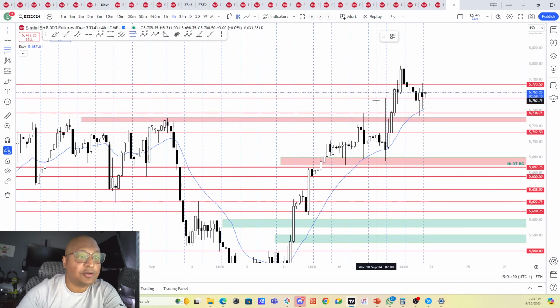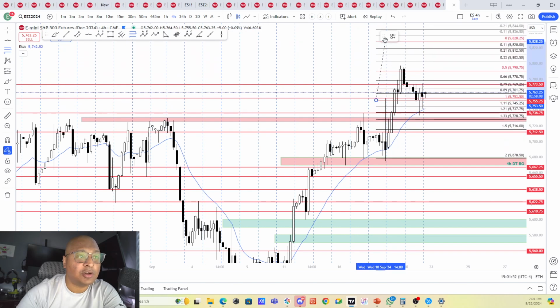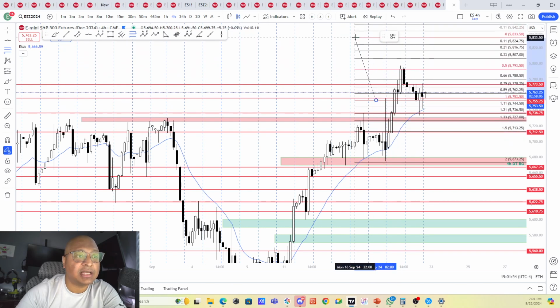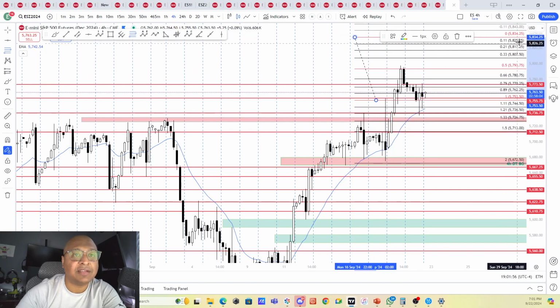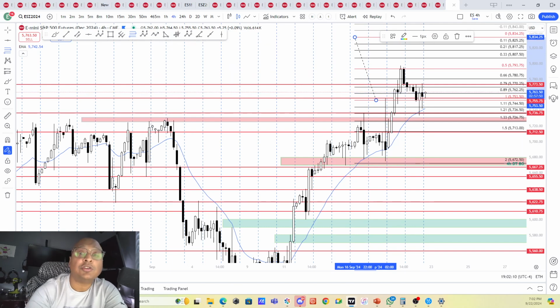If we break out to the upside and we want to do a 1:1 of this particular pullback to the downside, then we can get up to the 5834 area, which is also very close to the 5836 measured move. So if there is strong bullish pressure tomorrow and we are breaking out of these highs and keep going higher, this will be the area that I will be targeting to the upside.